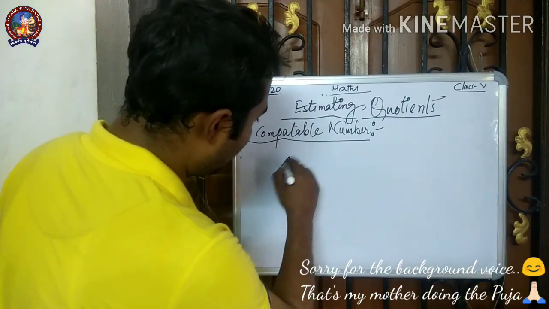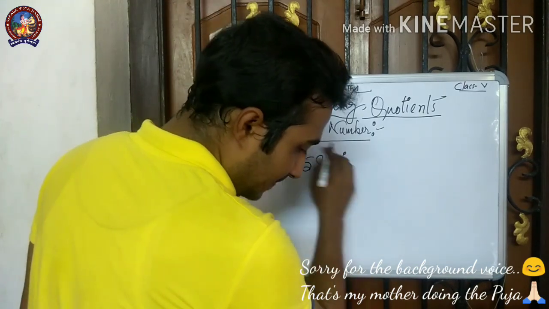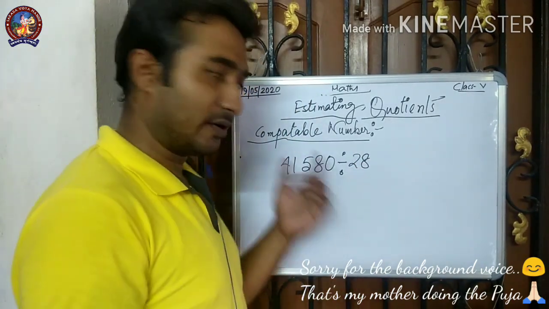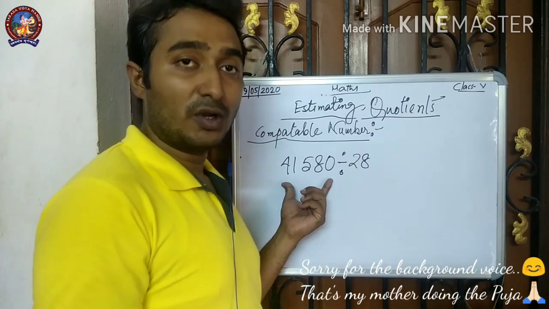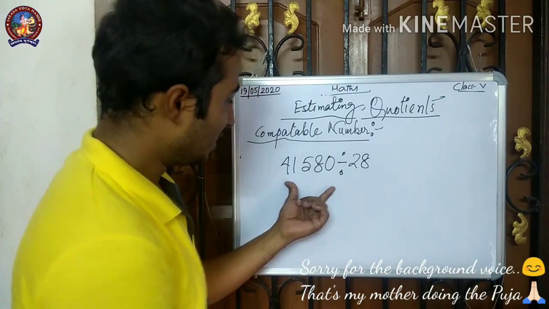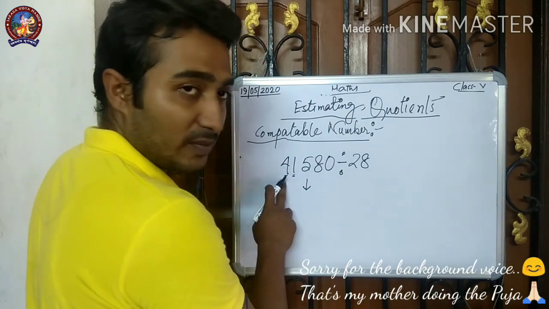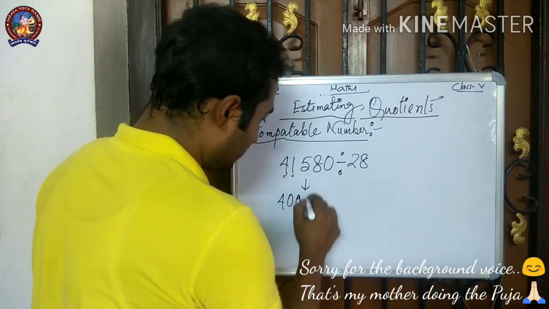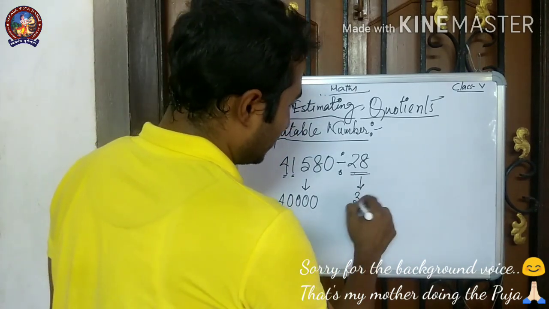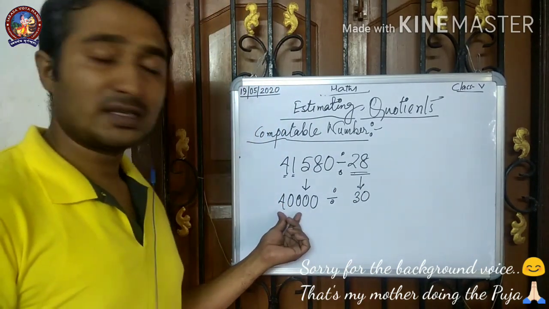So suppose we have to do a division, 41,580 divided by 28. If we follow the general rule, we have to estimate by rounding each number to its highest place value. If we round this number to its highest place value, it is 4 and the next digit is 1, so this digit will remain unchanged, and it becomes 40,000. And if we round 28, it becomes 30. But we can easily say this division is not possible because 40,000 is not divisible by 3.